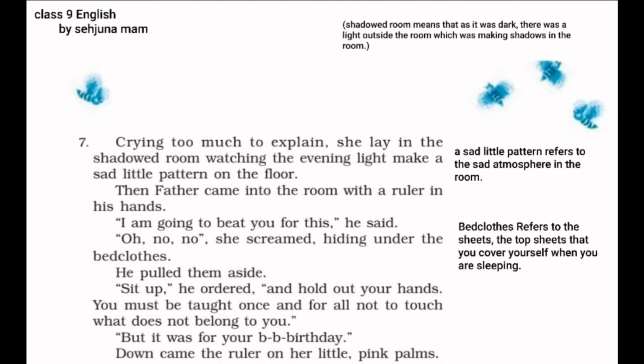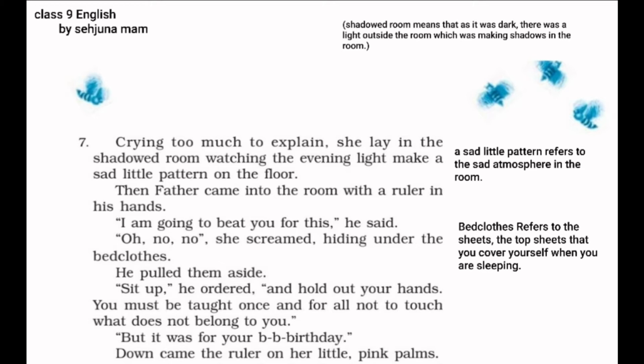"He pulled them aside. "Sit up," he ordered, "and hold out your hands. You must be taught once and for all not to touch what does not belong to you," her father said to her. Now here we come to know why Kezia's father was being strict with her. Why was he punishing her? Because he wanted Kezia to know these things once and for all, that she should not touch things that do not belong to her. He wanted to teach her these things so that it benefited her in her future life.